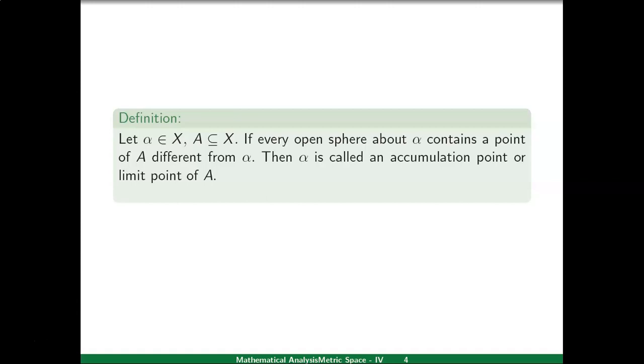Accumulation point. Let alpha belong to X and A be a subset of metric space X. If every open sphere about alpha contains a point of A different from alpha, then alpha is called an accumulation point of set A. Accumulation point or limit point of set A.